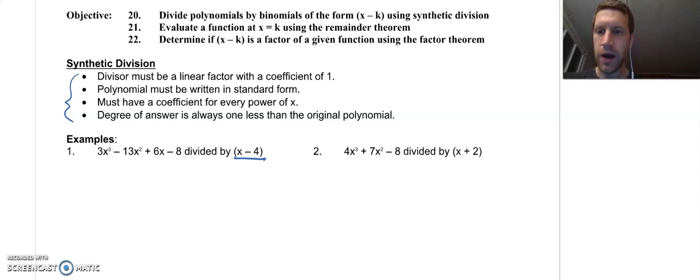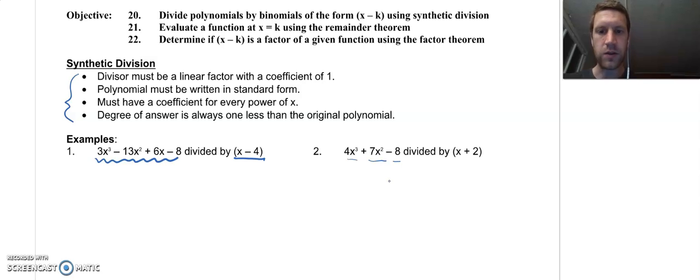The polynomial needs to be written in standard form. So this has to be standard form, and the reason is that we need those coefficients listed in the order that we see them once it's in standard form. Third one, we must have a coefficient for every power of x. That means that for example number 2, I start with an x to the third. That means I need to have an x squared, I need to have an x term, which is currently missing, and then you need a constant. So we'll talk about what to do with the missing x term.